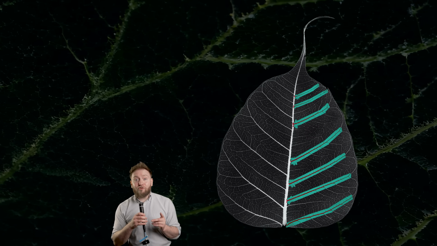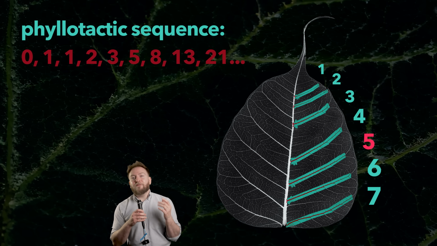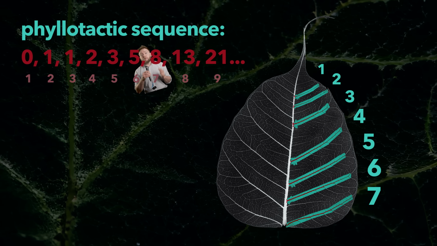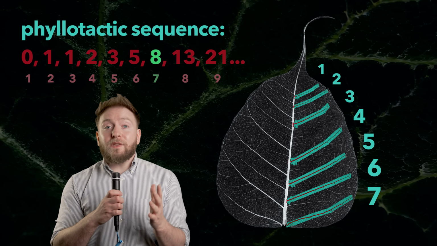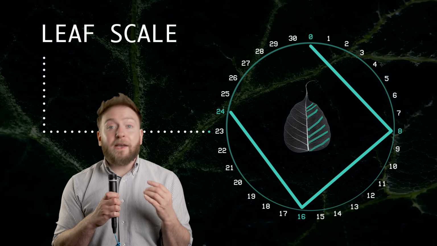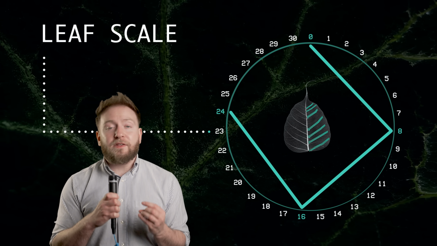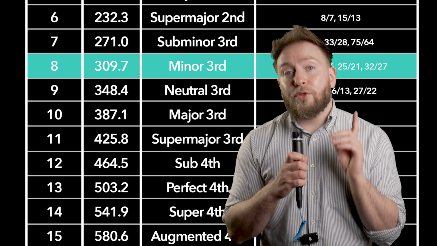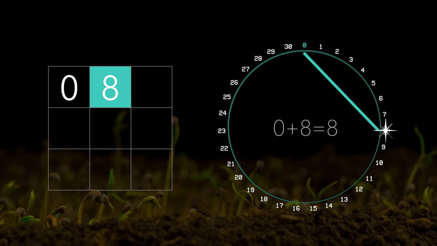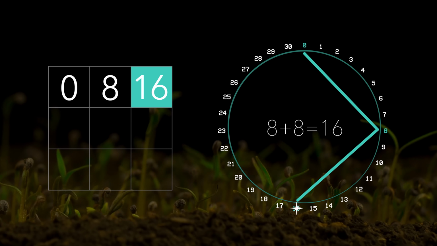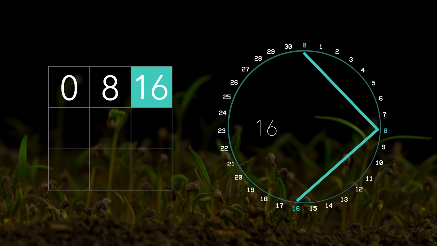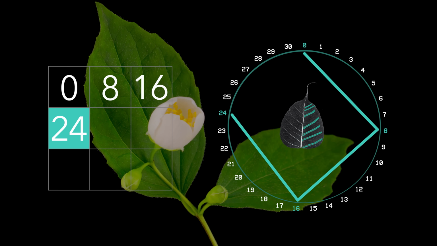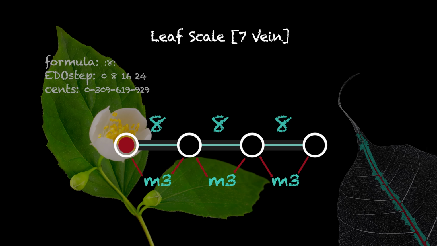To the right of this midrib, we can identify 7 main veins. So now we simply go to the 7th number of our phyllotactic sequence, which happens to be 8. We can use this number to generate a leaf scale by consecutively stacking 8 diesis on top of each other. 8 diesis in 31, by the way, is equivalent to a minor third. So we have 0 plus 8 equals 8, plus 8 again is 16, and then 24. So this leaf yields a 4-note tetrachord based off of minor thirds.